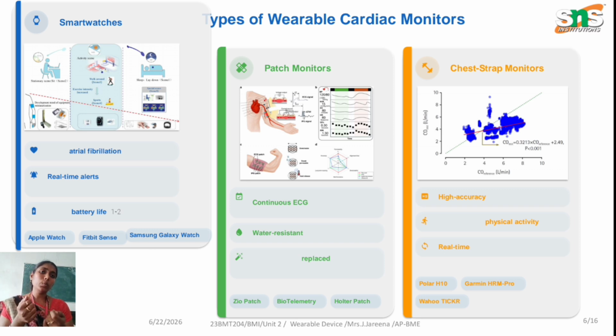Another one is the patch. It is a kind of sticker, adhesive type, that we will place and stick on your skin where you want to measure the heart rate.